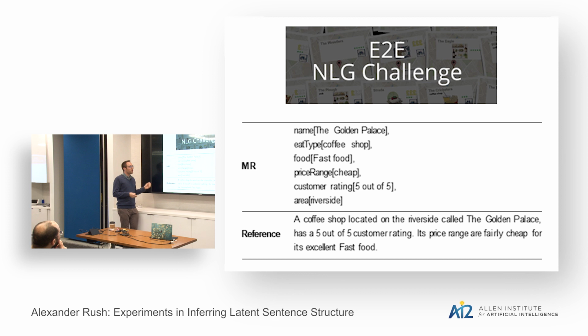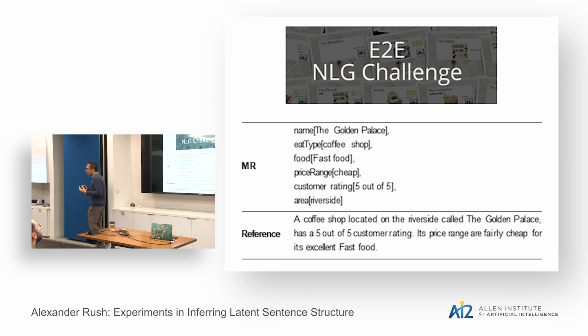And then a task we've been interested in more recently, which I'm happy to talk about but won't go into too much detail, is generating from structured data. This was a shared task that just finished, called the E2E Natural Language Generation Challenge. Here you're given a meaning representation, such as facts: the Golden Palace, it's a coffee shop, it's fast food, it's cheap, and it's in Riverside. And then you're given a sentence describing that data: a coffee shop located on the riverside called the Golden Palace, et cetera.